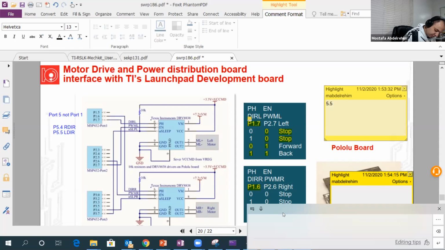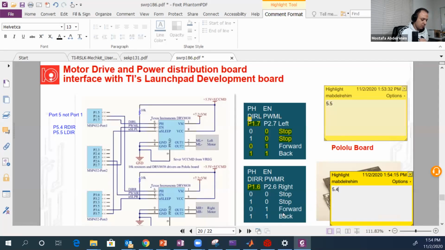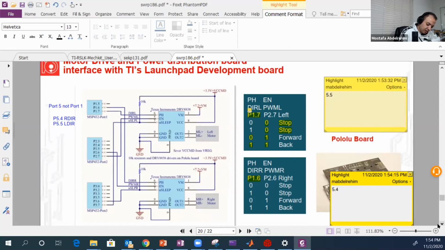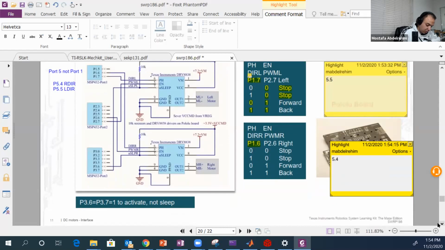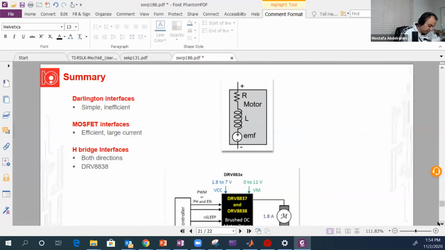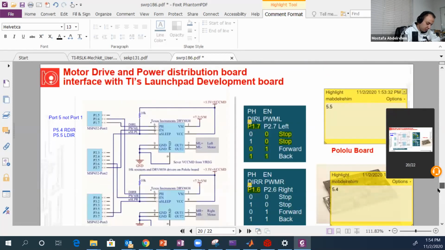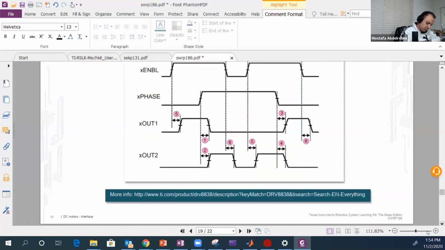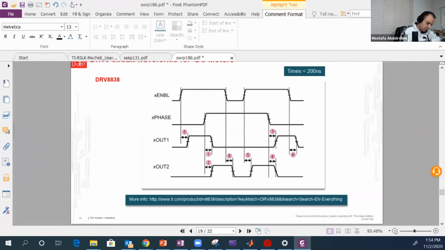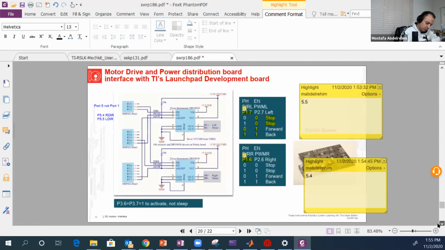It's 5.4. Okay. So good. So this is basically what we're gonna do today. We're gonna test. This is just a summary, so let's keep this in front of you all the time.